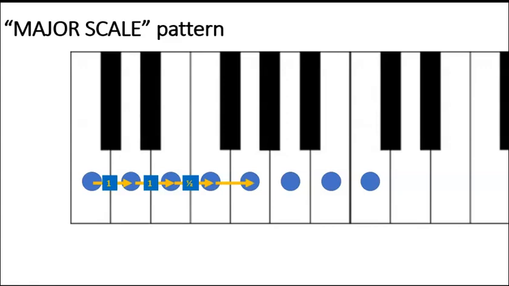Now I'm going to go. What do you think that one is? That's a whole step. Skipping a black key. That's a whole step. Now I'm skipping another black key. And then the final note to get to the octave is another half step. That is known as a major scale pattern. So you start, whole step, half step, another whole step, another whole step, another whole step, and it ends on a half a step.